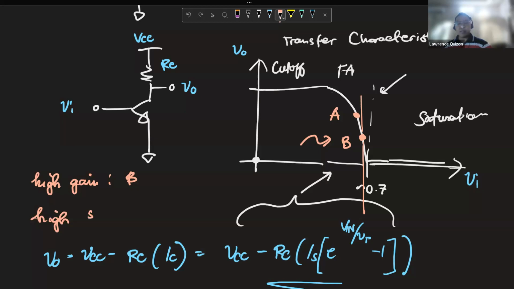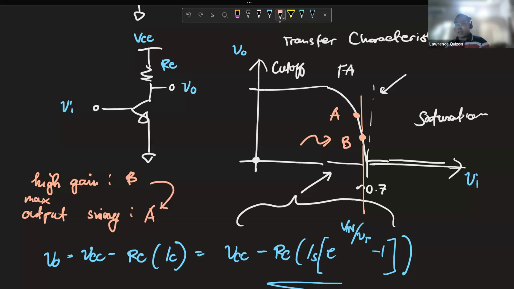But typically, we choose to have high swing, right? Because even if B has a high gain, if you are too close to the output, then the signal that comes out from it won't be that large, right? Which means we tend to choose A. So if we were to design a high swing amplifier, we're going to choose A. And most of the time we do choose A. So if I told you to design it with the maximum output swing, then you should choose A.